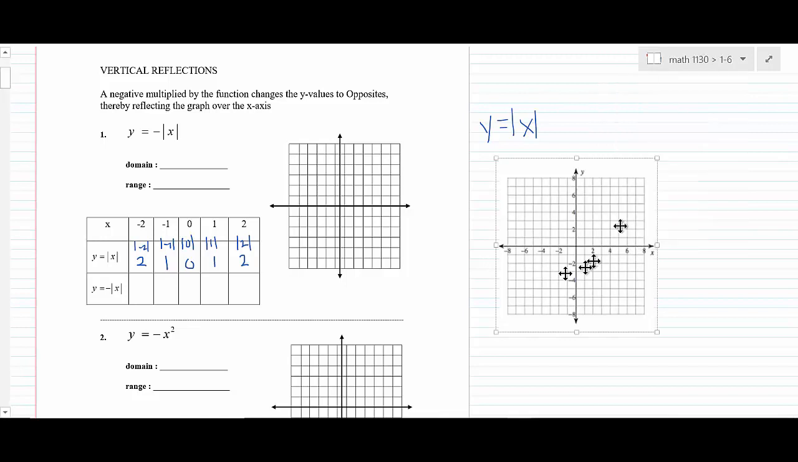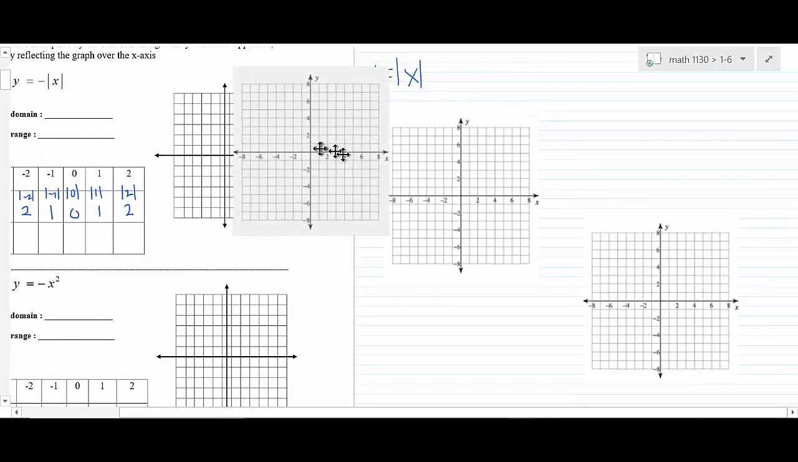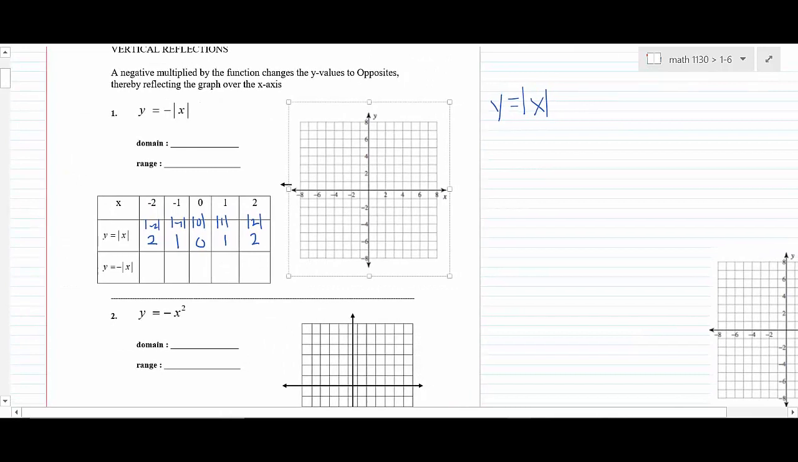Okay, so what you want to go ahead and do is graph the points on your graph. Then we'll talk about how that negative affects everything, and then I should be able to use that graph over and over again here. Okay, so if we go through and graph that, we have the point -2, 2. We have the point -1, 1, 0, 0, 1, 1, and then 2, 2. And then that will give you the graph of y equals absolute value of x.